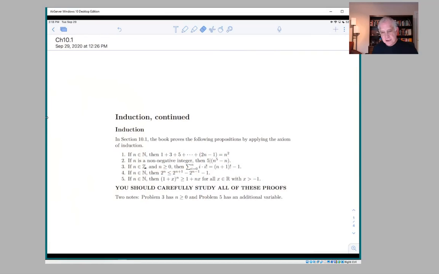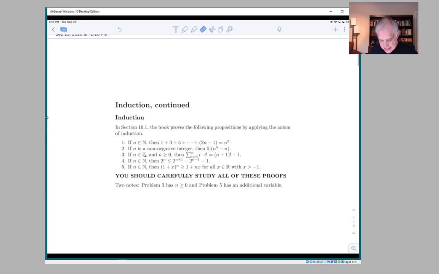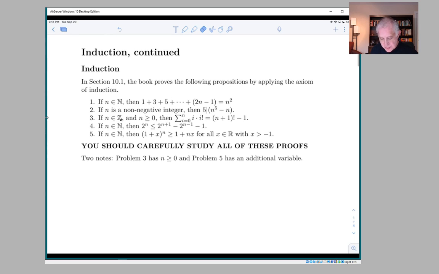Hi everyone. So let's do some induction and let's look at some of the problems and some of the examples from the book, at least briefly. So in the first part of chapter 10, the book presents proofs of the following 5 propositions, all by induction.